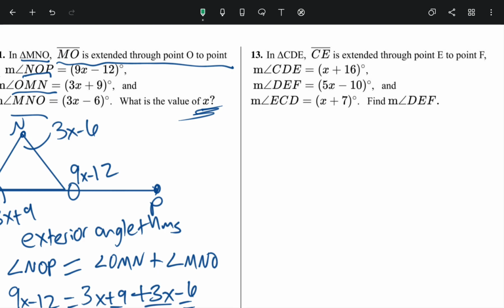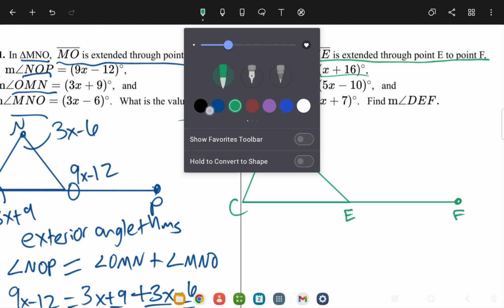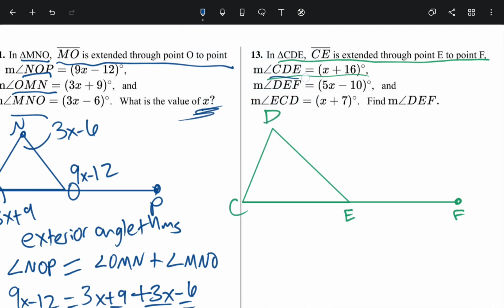Okay, one last question up here. In triangle CDE, we are given that CE is extended through point E to point F. So CDE, and then we're going to extend this bottom side out to point F somewhere. CDE is x plus 16. That's this angle right here.